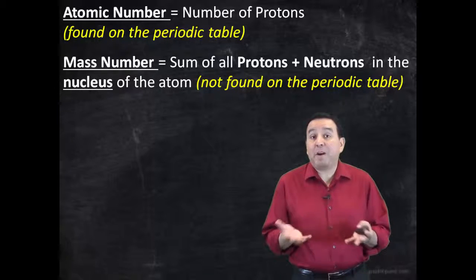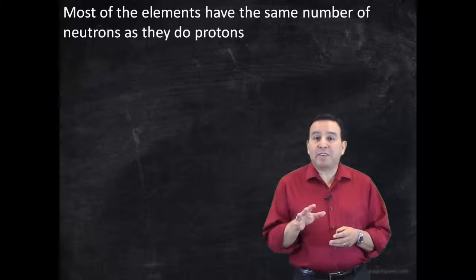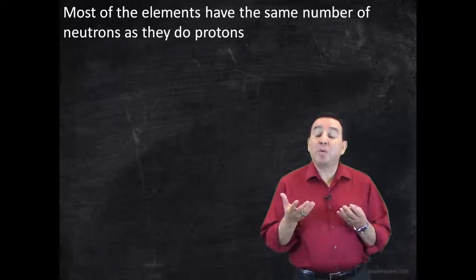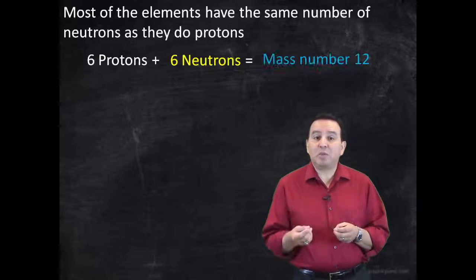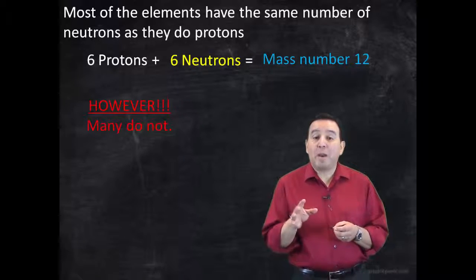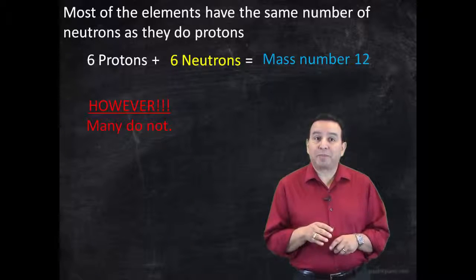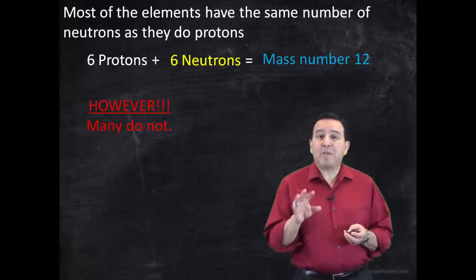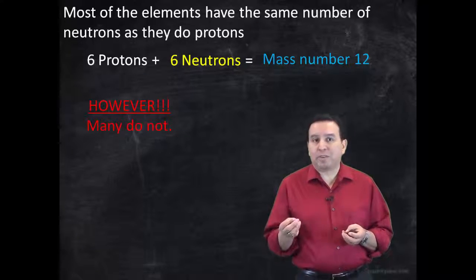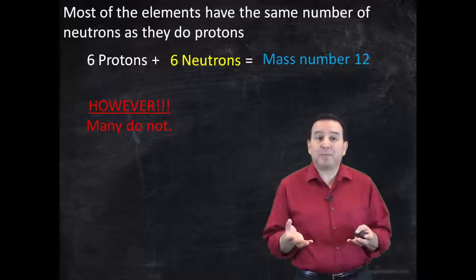So, how do you find the number of neutrons? Well, most elements have the same number of neutrons as they do protons. A normal carbon atom has 6 protons and 6 neutrons. However, many of the atoms do not have that same ratio. Sometimes you have elements with extra neutrons, or sometimes you have elements with fewer neutrons than the number of protons.